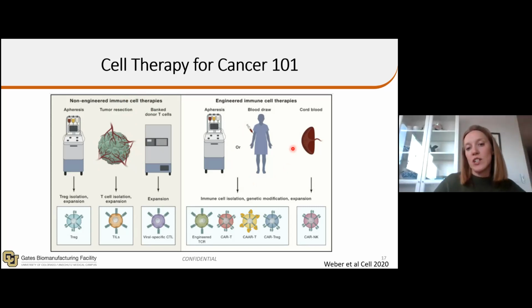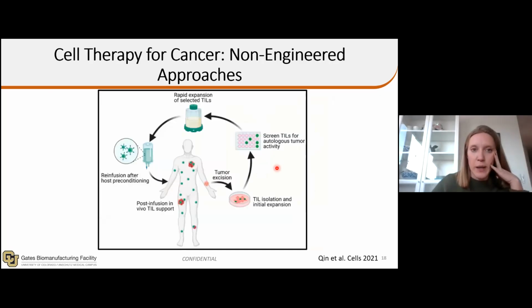And then there are engineered approaches, and this is where you get into the CAR T cell field and CAR NK cells, for which we have two projects at GBF. So I'll get into that. There you are actually engineering the cells and putting in a genetic modification so that they will be specific to the tumor. And I'll talk about that a little bit.